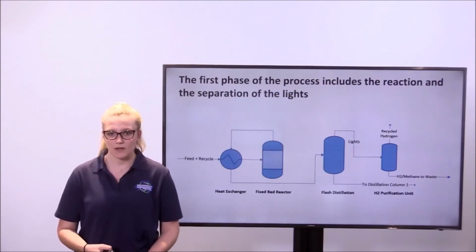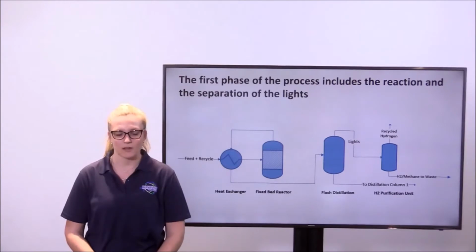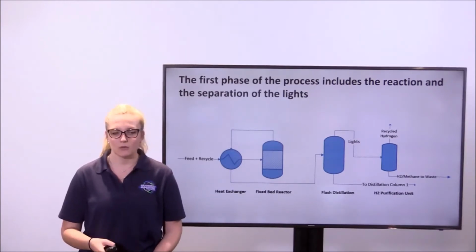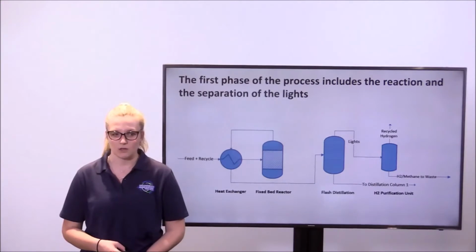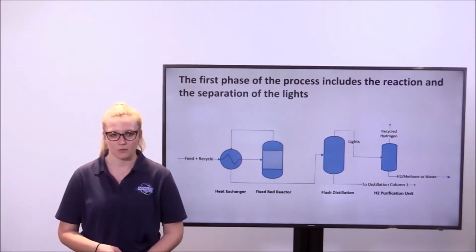So taking a more in-depth look at our process, we'll begin by looking at the two feed streams that go through the heat exchanger and then enter our reactor. The heat exchanger uses a heated stream from the exit of the reactor to warm the inlet stream, which is a utility cost savings for us.